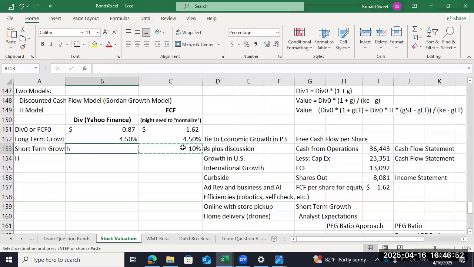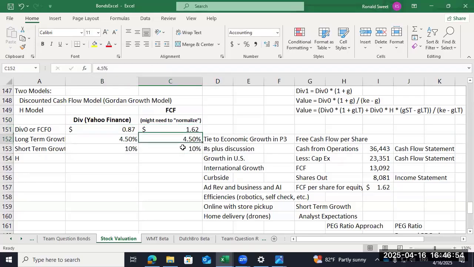So you're going to use the same numbers whether you're using dividends or free cash flow. We're just going to compare it. The H is where a lot of students get 0 credit. It's a real small part of the grade, so it doesn't hurt you that much. But essentially the H is asking: if you're going to grow 10%, but eventually you're going to grow 4.5%, how many years is it going to take you before you're just growing 4.5%?